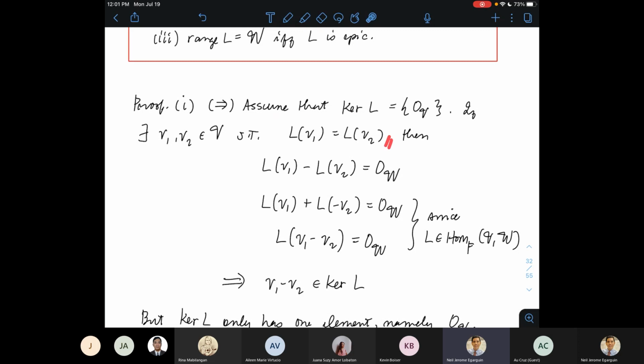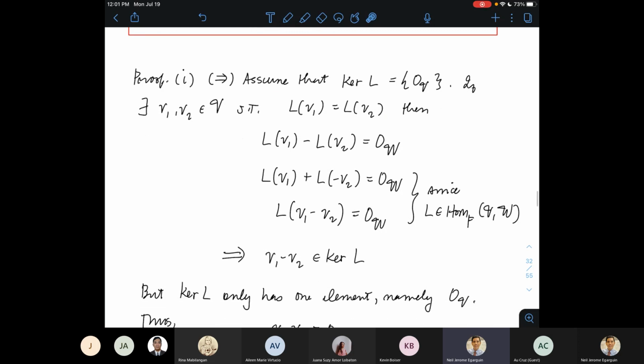So we'll start with that. L1 is equal to L2. And then since LV1 and LV2 come from the vector space V, or actually, in particular, LV2 is in the vector space W, then it has an additive inverse, right? Kasi nasa vector space W siya, it will have an additive inverse. Then I can add that additive inverse to both sides of the equation by the addition property of equality. And that's how I come up with LV1 minus LV2 is equal to the zero vector, right?